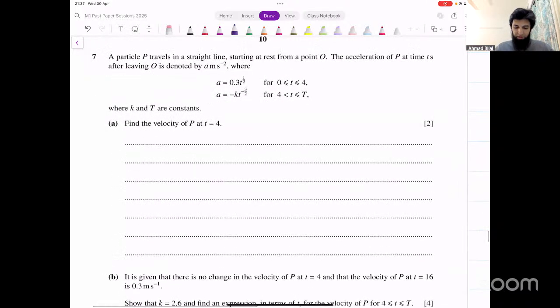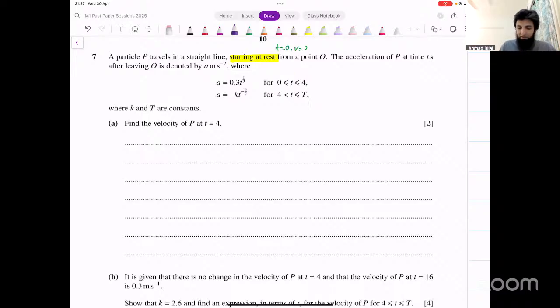So there's this particle P. It starts from rest at a point O. The acceleration is given by this. Now it's starting from rest. That means at time 0, the velocity is 0. Find the velocity of P at time equals 4 at this point. How do you do that?